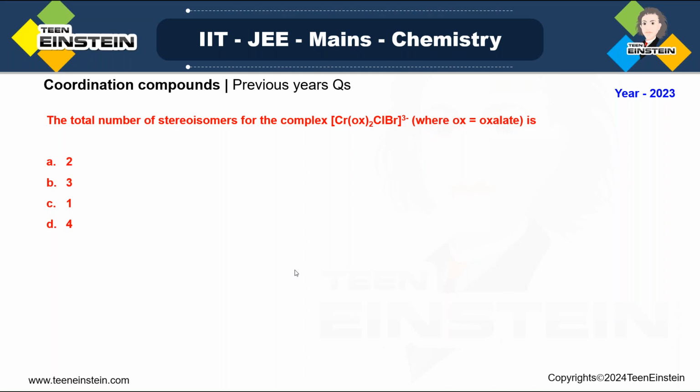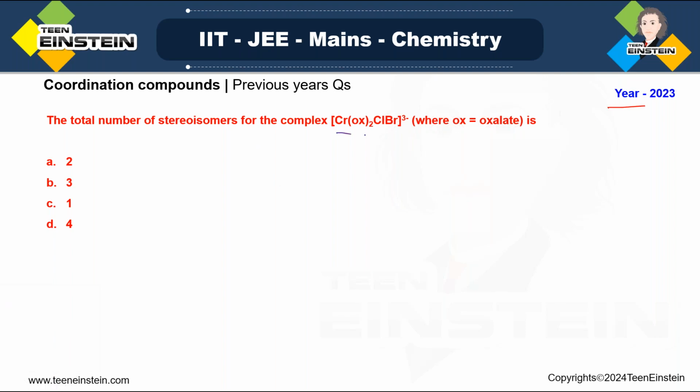Hello everyone. So in today's class, we'll discuss previous year's questions from JEE Mains, based on the chapter coordination compounds. Here we have the first question, mentioned on the right hand side, as you can see. The total number of stereoisomers for the complex. The complex is already given.